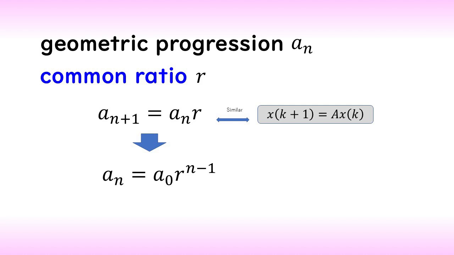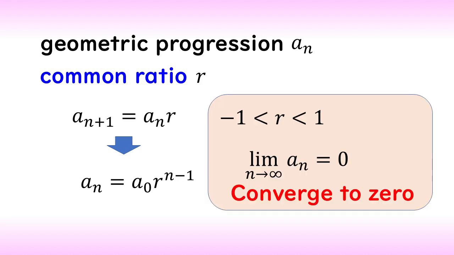Geometric progression is similar to the discrete time system. In this slide, common ratio r is considered, and a(n+1) equal a(n) r is given as a geometric progression. The solution can be given as follows. If r is in the range of -1 to 1, a(n) converges to 0. In other cases, a(n) diverges.